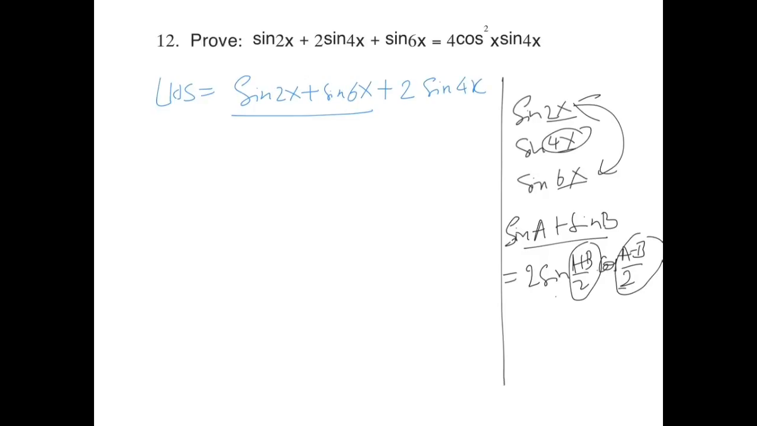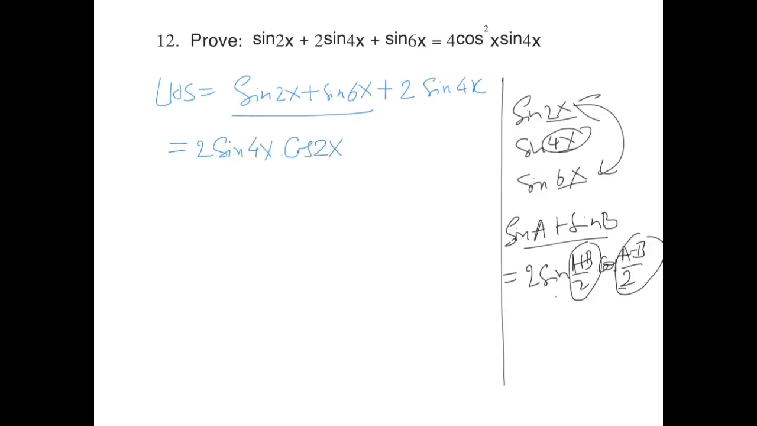And now we add sine 2x and sine 6x by using the formula for sine a plus b, and we get 2 times sine of 2x plus 6x by 2, which is 4x, times cos of 2x minus 6x by 2, which is minus 2x, and we know that cos of minus 2x would be cos of 2x, so therefore we'll write that as cos 2x.